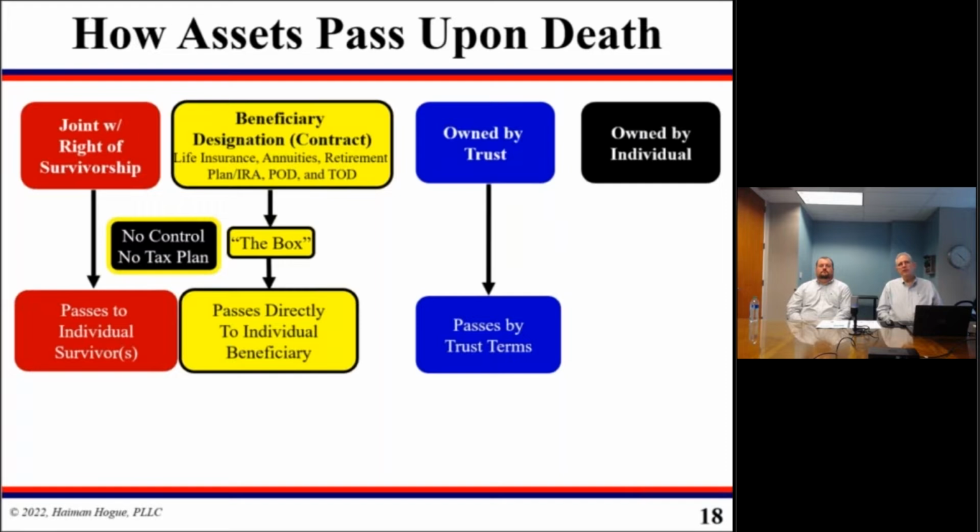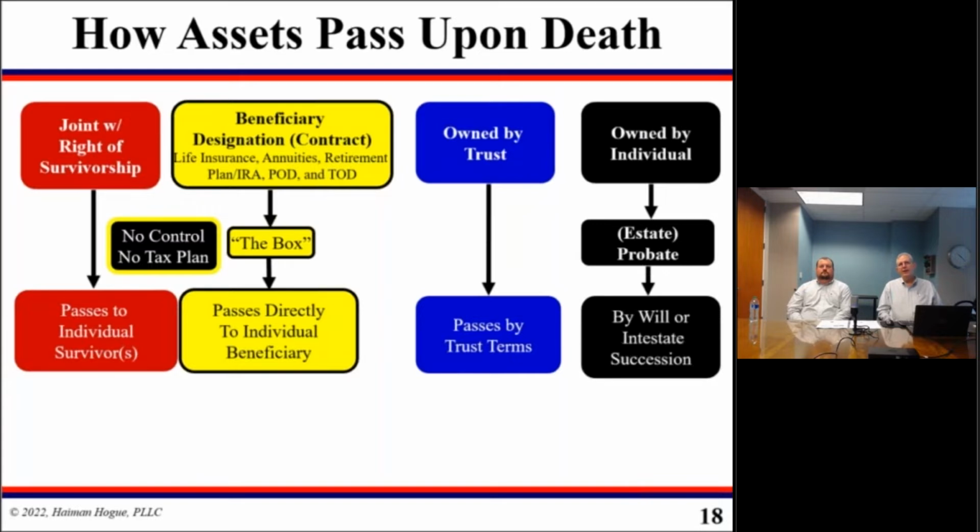If it isn't owned by a trust, we only have one thing left, our catch-all box. That means it's owned by an individual, and that means it's going to go through probate. If it goes through probate, it's controlled by the will or intestate succession. If you don't know, intestate succession is the will that our state legislature has graciously written for you in case your will is not valid or you didn't do one.